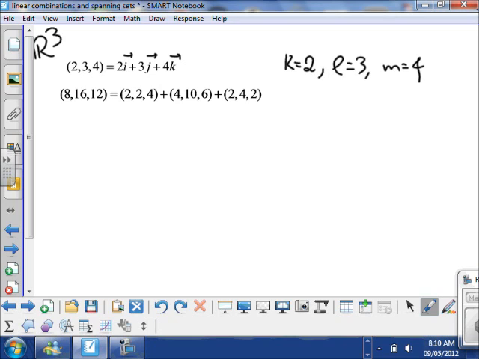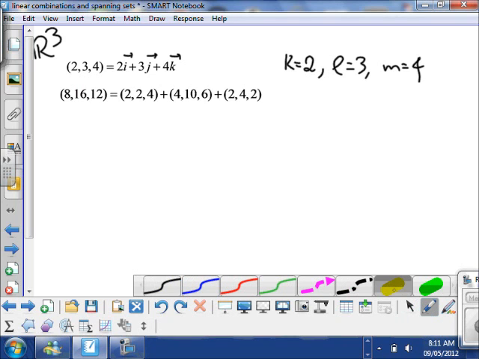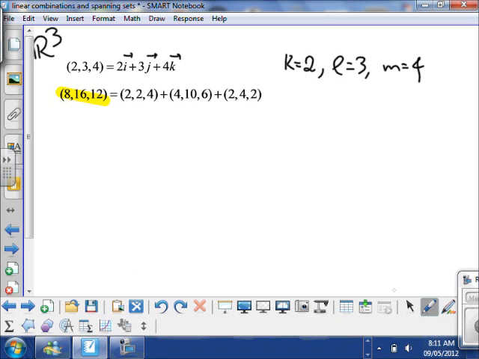No concern here, we have already done that. Now I have another vector, the vector A, 8, 6, 12. Please notice how I wrote this vector, as the sum of the vectors 2, 4, 6 plus 4, 10, 6 plus 2, 4, 2. Let's see, is my math correct? 8 equals 2 plus 4 plus 2. 16 is... 12 is 10, 12. Yes, my math was good.